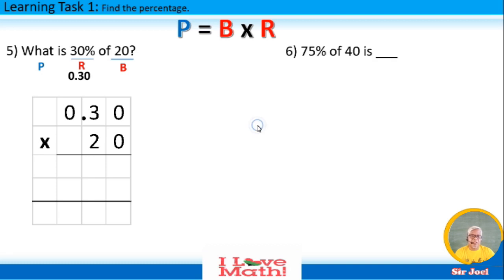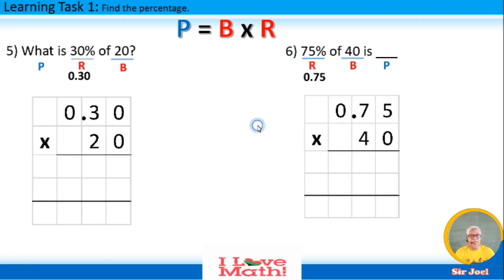Next, number 6. 75% of 40 is blank. Rate is 75%, which is equivalent to 0.75. After the word of, ang base, at ang nawawala ay P or percentage. To solve the problem, we have 0.75 times 40.